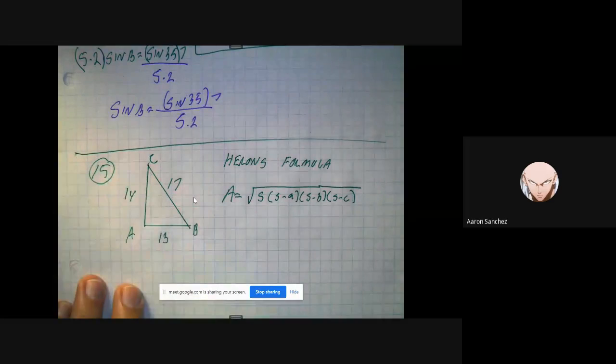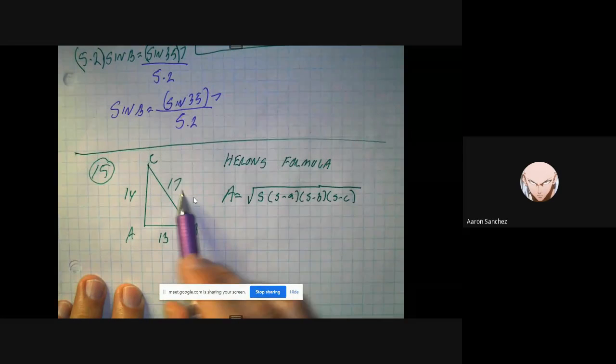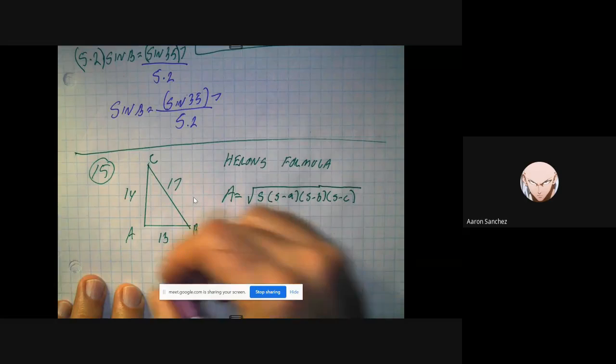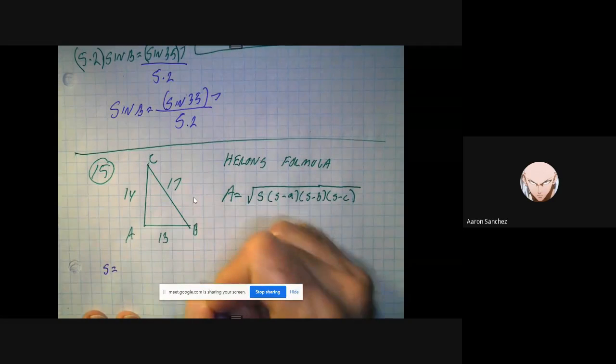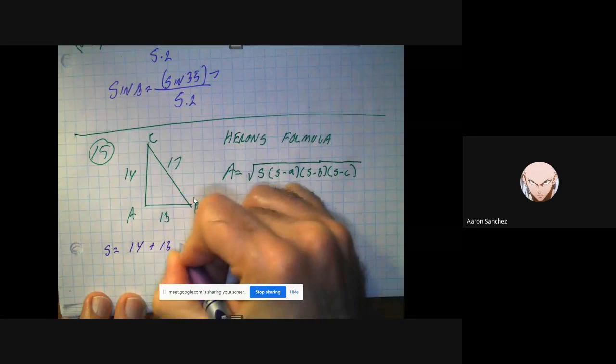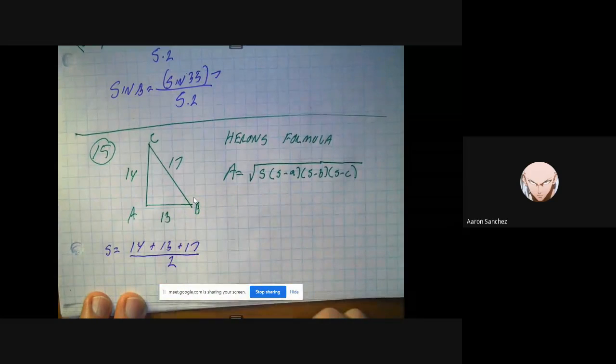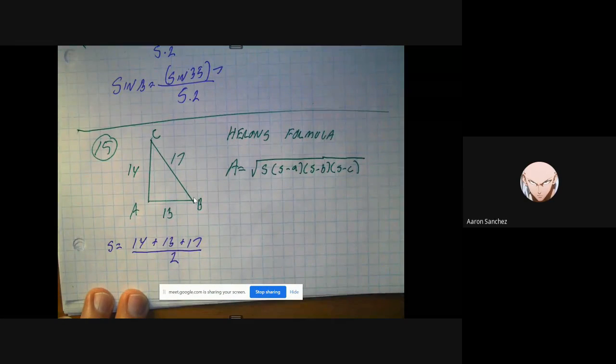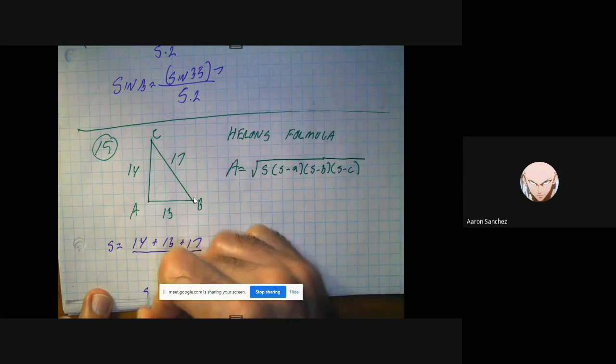So first we have to find S. This is A, this is B, this is C. It doesn't really matter what order. S is just the semi-perimeter, half the perimeter. Should I give you a second to write the formula down? S is equal to half of 14 plus 13 plus 17. 14 plus 13 plus 17 is equal to 44, divided by 2. So S is equal to 22.